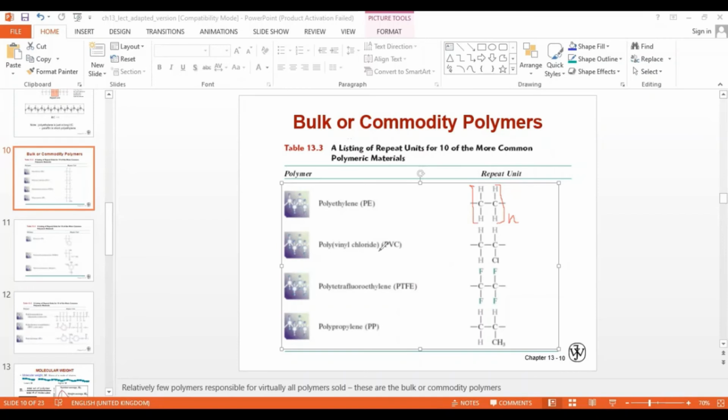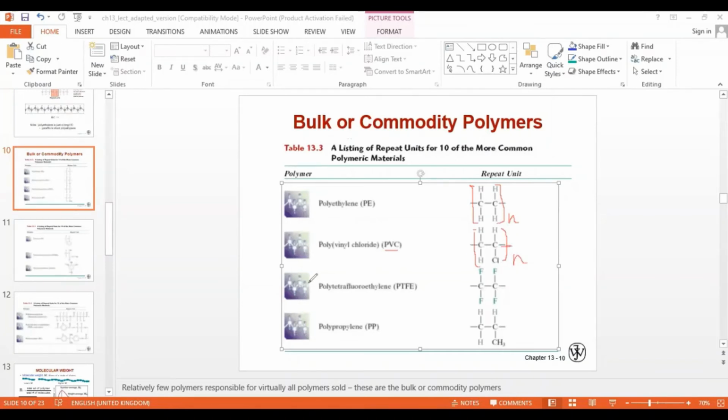And then I have PVC. That is C2H3Cl, or else you can write CH3CH2Cl. If it is monomer, then this is the unit. If it is polymer, then you need to write like this.